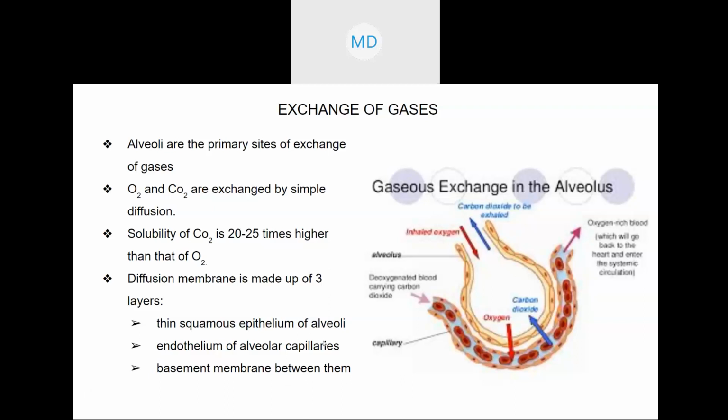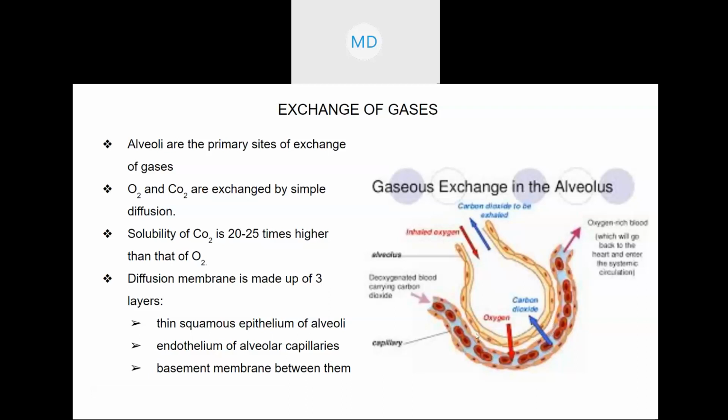And remember the layers of the diffusion membrane. Three layers. Just remember the names. Squamous epithelium is this layer. Then the endothelium of alveolar capillaries. This is the alveolar capillary, and this is the endothelium. Then this is the basement membrane between these both, the white portion.